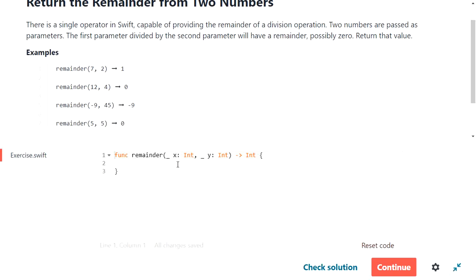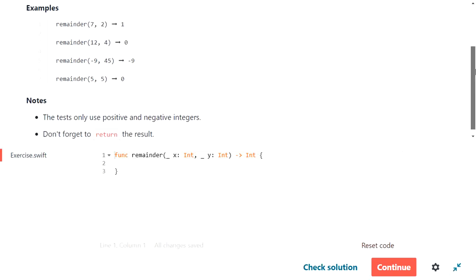For example, if 7 is divided by 2, then 2 multiplied by 3 is equal to 6 and remainder is 1. If 12 is divided by 4, the remainder is 0 because 4 multiplied by 3 is 12, so remainder is 0. Minus 9 divided by 45, remainder will be minus 9 because 45 is greater than minus 9. If you divide 5 with 5, the remainder will be 0.